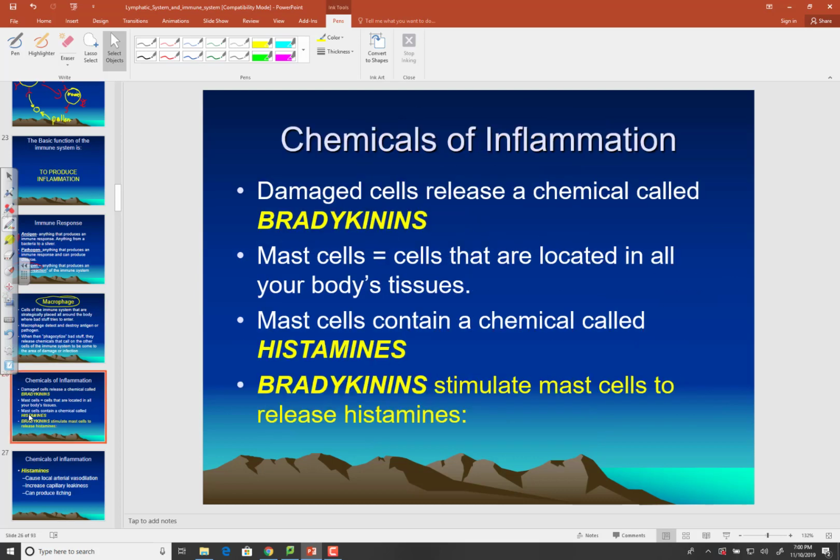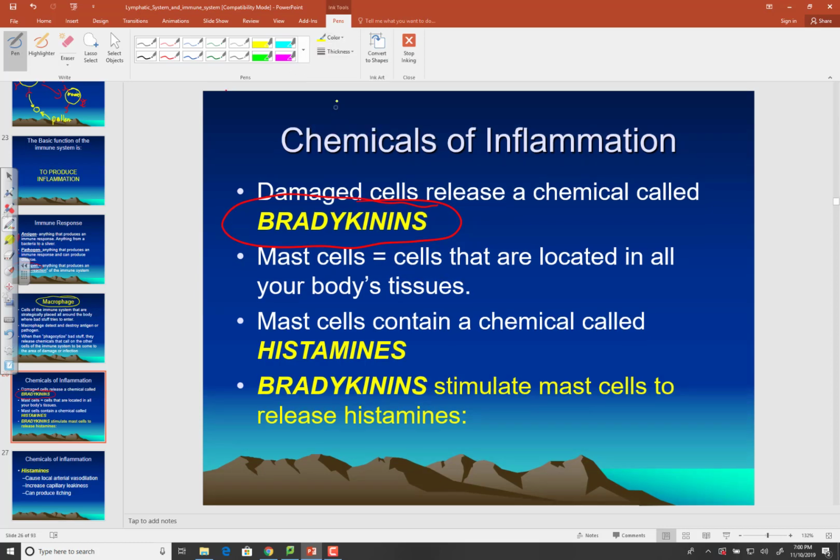Then you've got some basic chemicals. There's a bunch of others, but I just want to cover these. Now watch. Your damaged cells, when you lyse the cell membrane, when you break the cell membrane, it releases a chemical called bradykinin, right? Bradykinins are these cell signalers. They signal other things to happen. And one of the things that bradykinin signals are these mast cells. Mast cells are kind of like macrophages, but mast cells don't do anything until they're signaled. And this is really important.